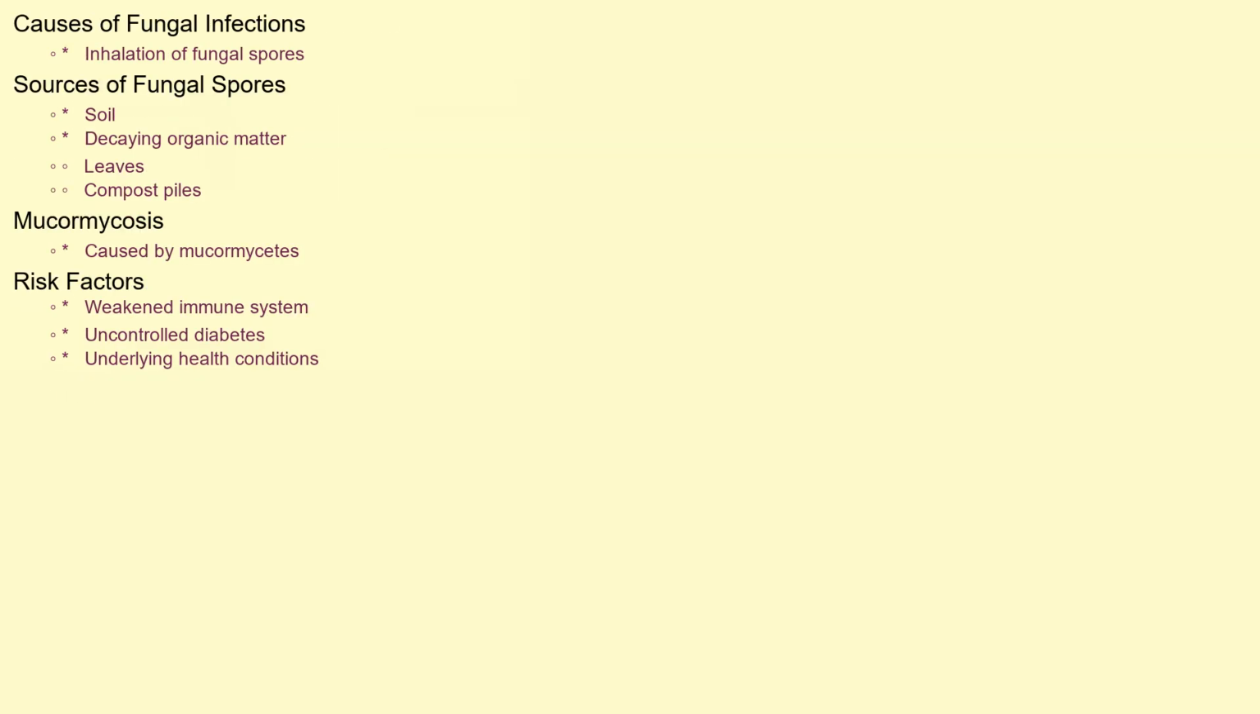So, what causes these fungal infections? Often, they arise from inhaling fungal spores present in the environment. These spores are commonly found in soil, decaying organic matter like leaves and compost piles. Mucormycosis specifically is caused by a group of molds called Mucormycetes. While these fungi are everywhere, they typically don't cause disease in healthy individuals. However, those with weakened immune systems, uncontrolled diabetes, or other underlying health conditions are far more susceptible.